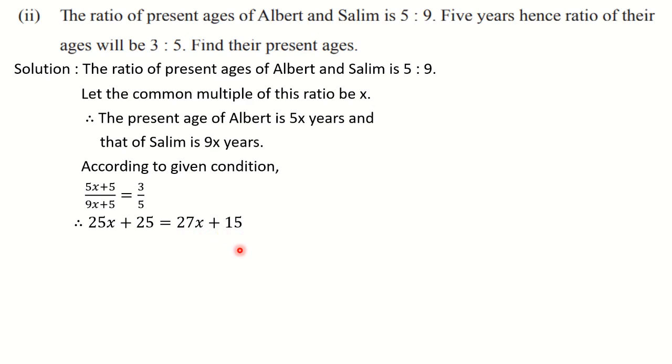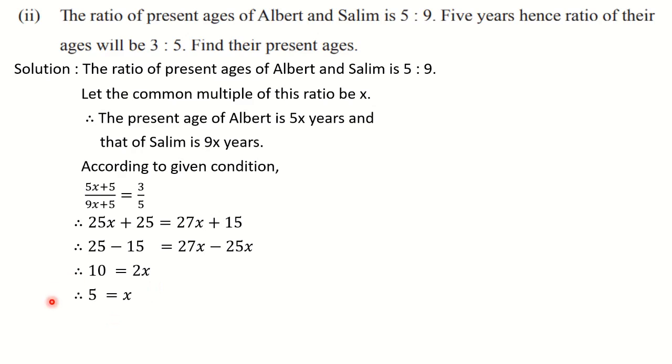Now you have to go for change of side or equating the terms. Like terms you are taking together. So what we are going to do is this 25 we will shift to the right hand side, and this 15 we will shift to the left hand side. So the step is 25 minus 15 is equal to 27x minus 25x. So we are going to get 10 is equal to 2x. From that x is equal to 5.